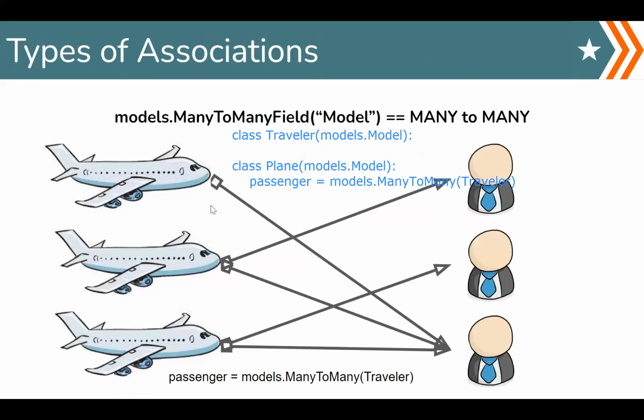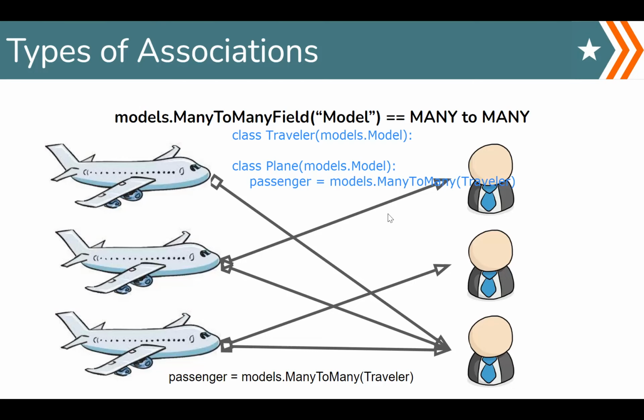Again, I don't think I'm going to draw out the whole table this time just because it's pretty obvious based on the screen. But for one plane, for example, you can connect it to multiple travelers, and one traveler can also be connected to multiple planes. So it basically makes it a whole lot messier and also useful, but also just a whole lot messier.